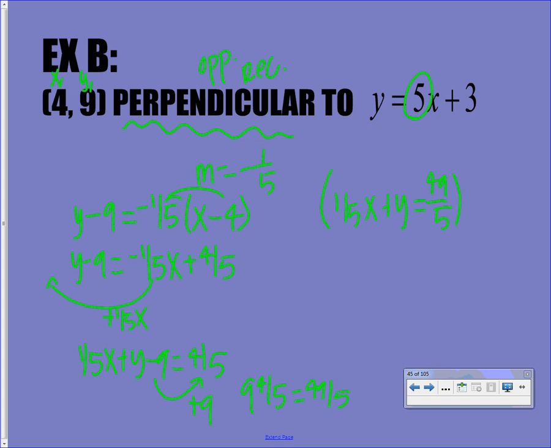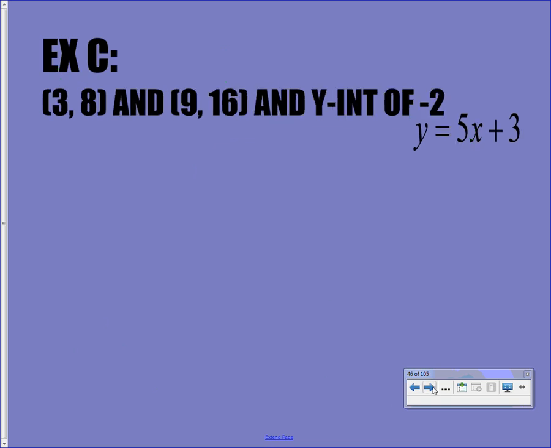So again, I can't have a fraction on my x, so I'm going to clear it by multiplying by 5. That cancels 1/5 to get x plus 5y equals, and then this cancels, so I'm just left with 49. Okay, so if you're doing it right, you end up with all whole number coefficients. Okay, so let's take a look at example C.